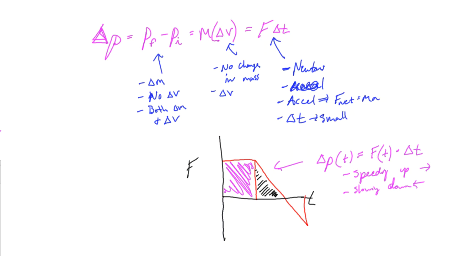Now, down here, we have our negative impulse. So we're going to say the delta P here is negative. So it's negative force for some time interval. And so that means the object is speeding up to the left usually, or slowing down going to the right.